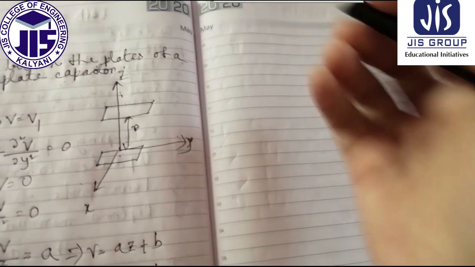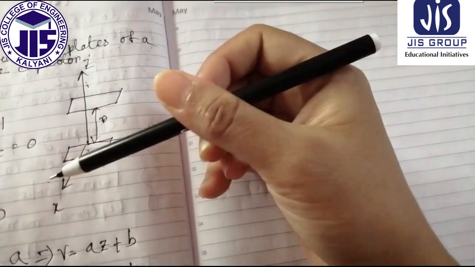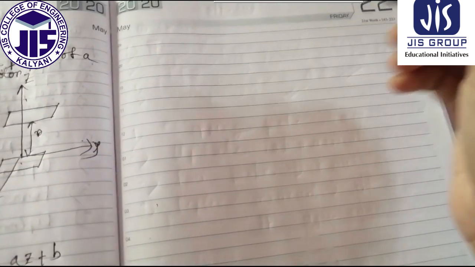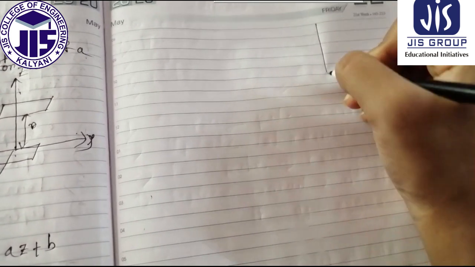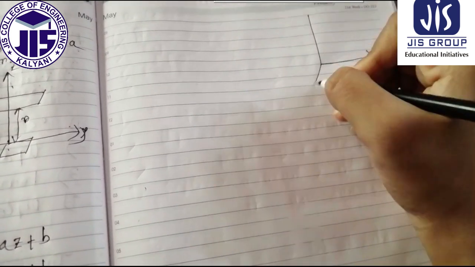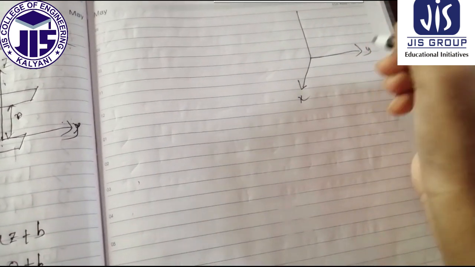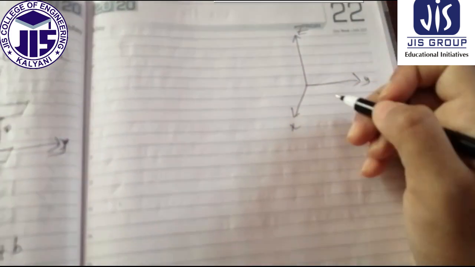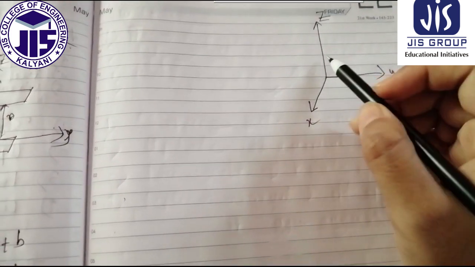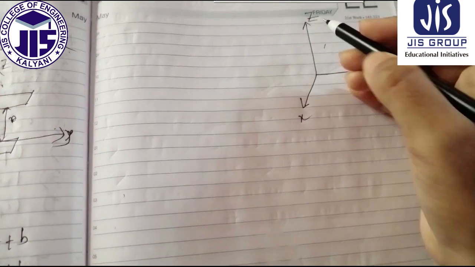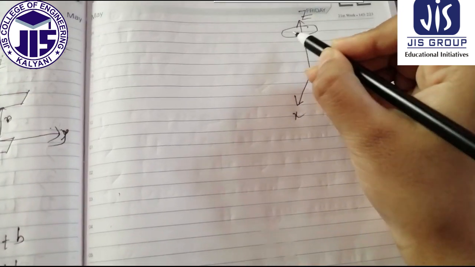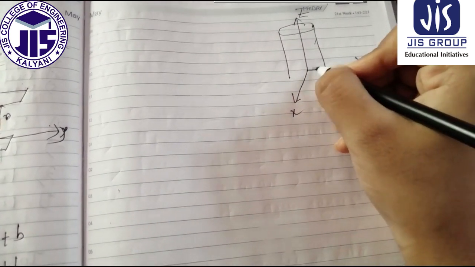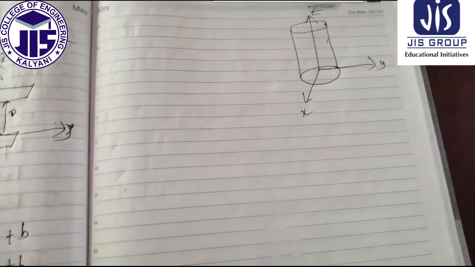Next we will put here, instead of Cartesian coordinate, cylindrical coordinate. So for that again we have to draw the figure. The figure will be like this. First again we have to draw x, this is your y, this is your z axis. So now here since it is cylindrical, we have to put some cylinder here. This is the cylinder.